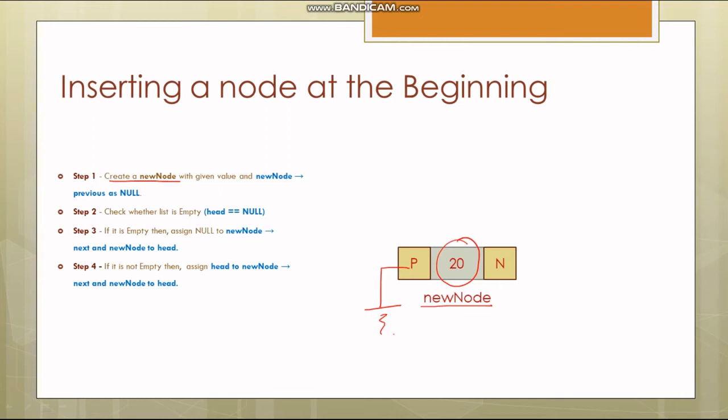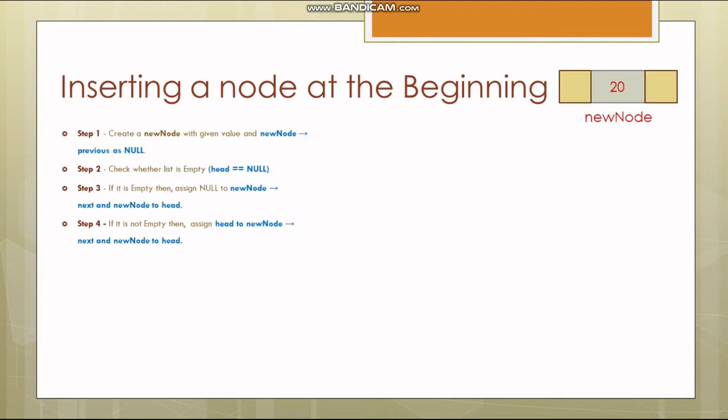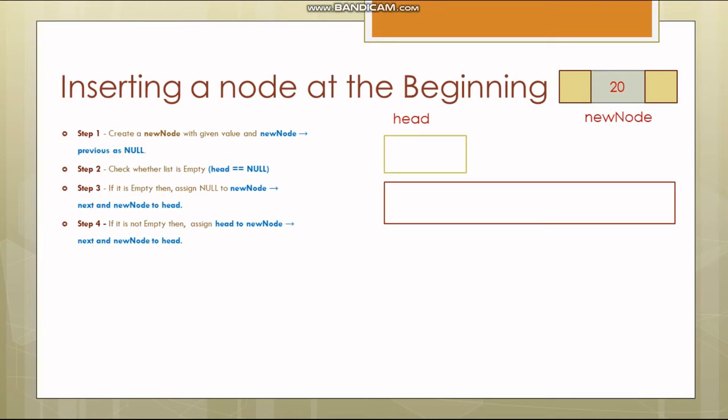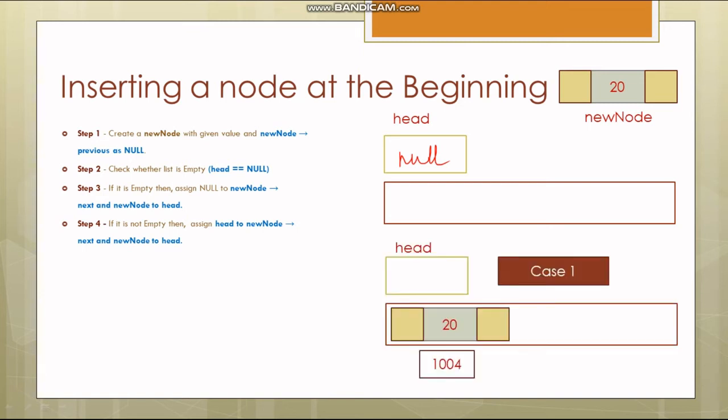The next step towards the insertion of the node at the beginning is checking whether the list is empty or not. What do we mean by checking whether the list is empty or not? If the value of head is null, we say that the list is empty. That means we do not have any address stored in the head. So if the list is empty, then we will be assigning null to the new node's next part and the new node to the head.